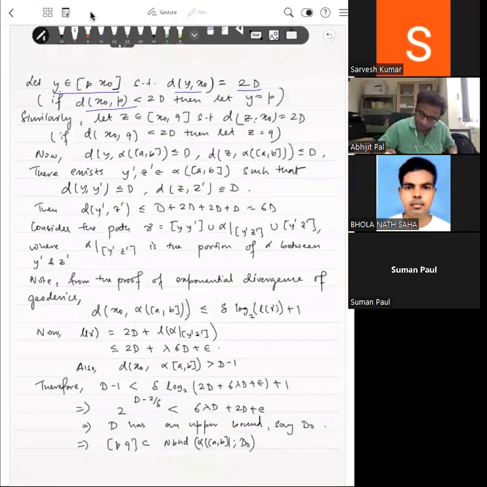So what we have proved, from this exponential divergence of geodesics, is that the distance of x naught to the image of alpha is less than or equal to delta times log of the length of gamma plus 1. Let me say what is your gamma.